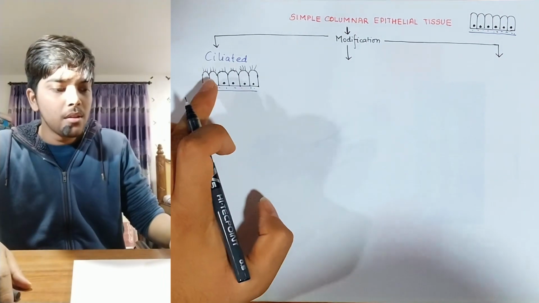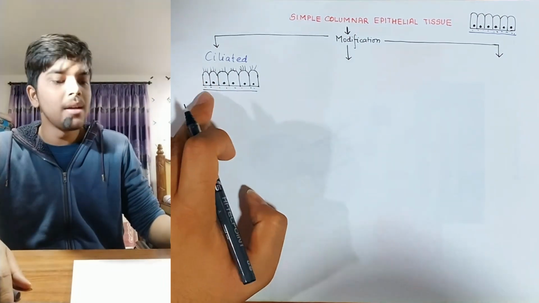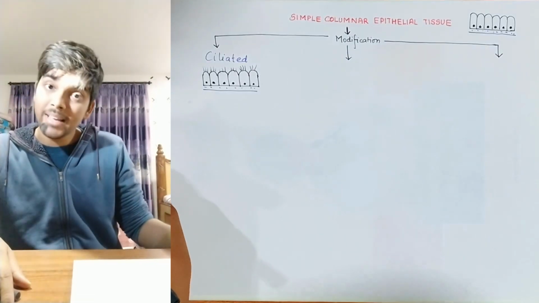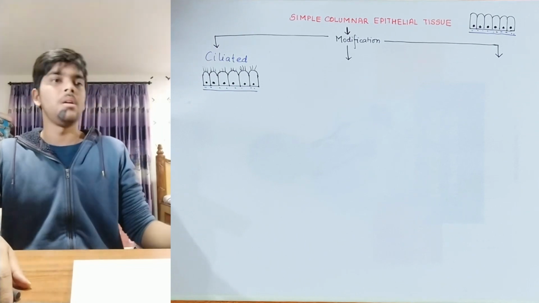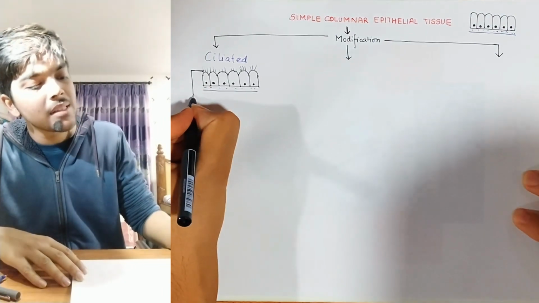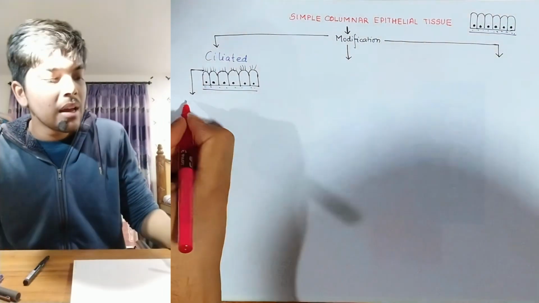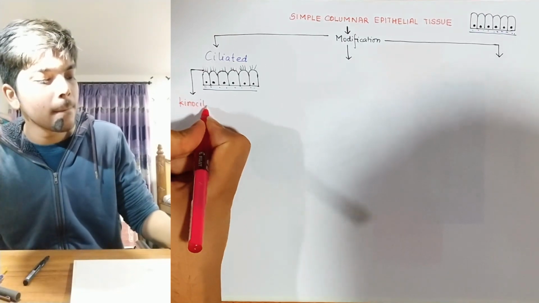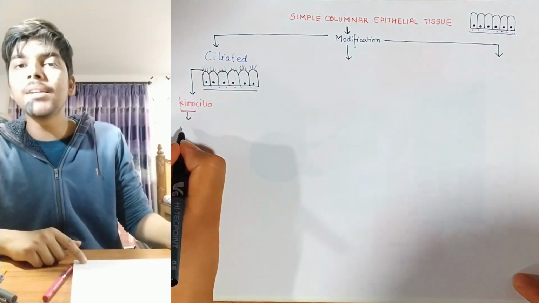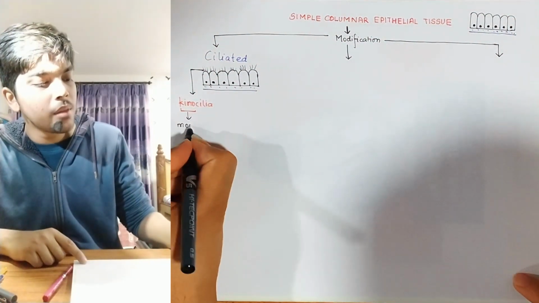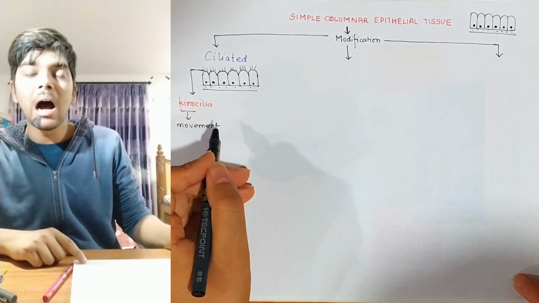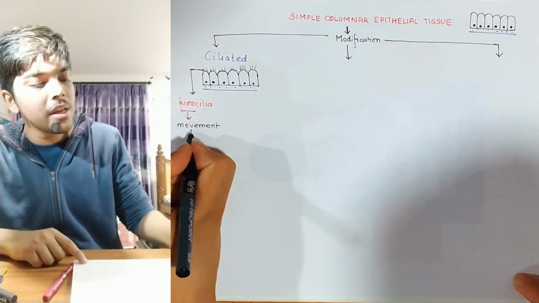So, on the free surface of the simple columnar epithelial tissue, if cilia are present, then that's your ciliated simple columnar epithelial tissue. Now, what's the significance of the cilia? The cilia that are present on the free surface are none other than your kinocilia. This part, kino, comes from the word kinetics, which deals with movement.